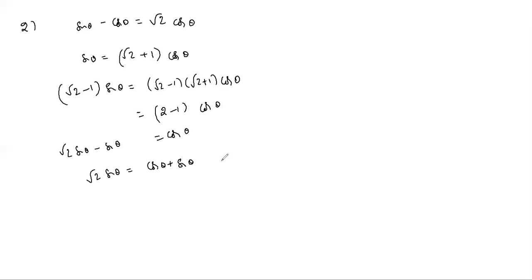So this is the Q set. This is the P set. From P we are getting Q, means P equals Q. Both will give the same solution set. Both are equal.